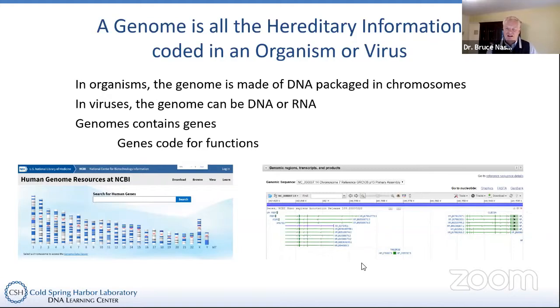Now, the human genome has many, many genes coding for many, many proteins. I think the latest number is in the range of 18 or 19,000 proteins. And then there are lots of other genes that code for RNAs as well.